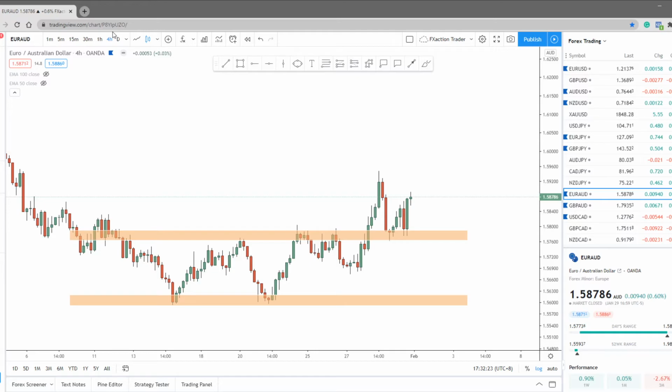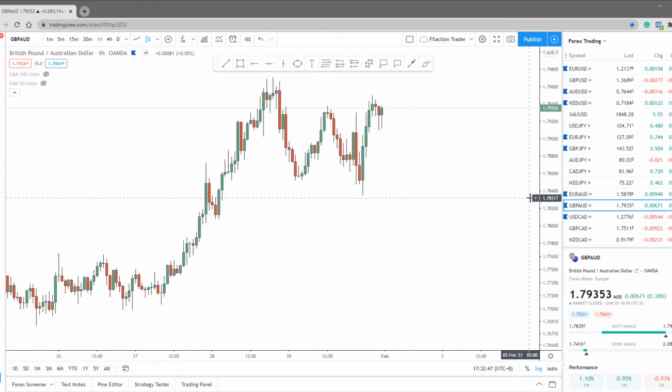that there is one more trend line being broken on the H1, and what we can do for this week is that we can just continue to look for a buy signal or a buy setup for this Euro Aussie. So let's have a look at the next pair, the Pound Aussie.